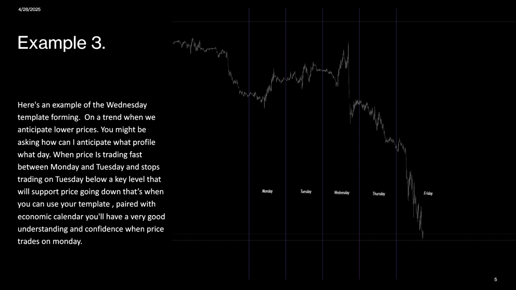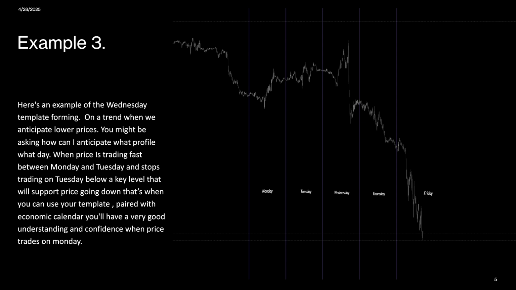So we don't need to know how it's going to react on Monday or on Tuesday and Wednesday, because yes, Tuesday has a 70% likelihood of it being high of week, unless Tuesday doesn't hit a key level that's going to support it to go down on the higher time frame. Tuesday didn't hit a key level. It was a weekly level that it hit on Wednesday. Tuesday stopped right above it.